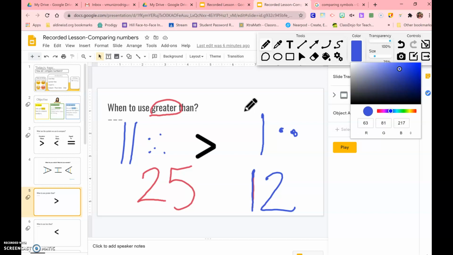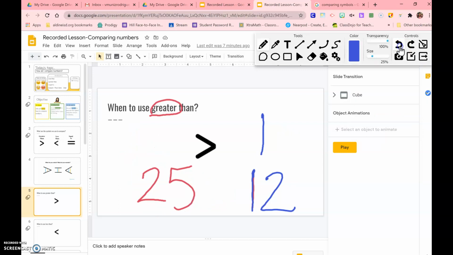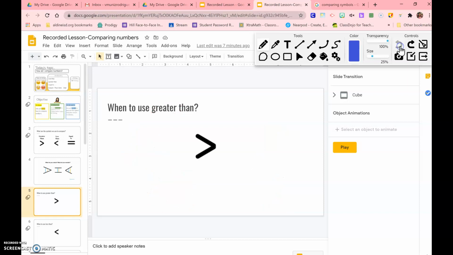It has definitely one more 10, so I already know it has one more 10, right? So this one is the winner because it has a greater amount of tens, and tens are worth more. And this one only has one 10, so I know this number has to be smaller, less than. So 25 is greater than 12. Okay. Again, take a moment to pause, look at it. 25 is greater than 12. So that's when I use the greater than symbol, when I see the larger or greater number first.